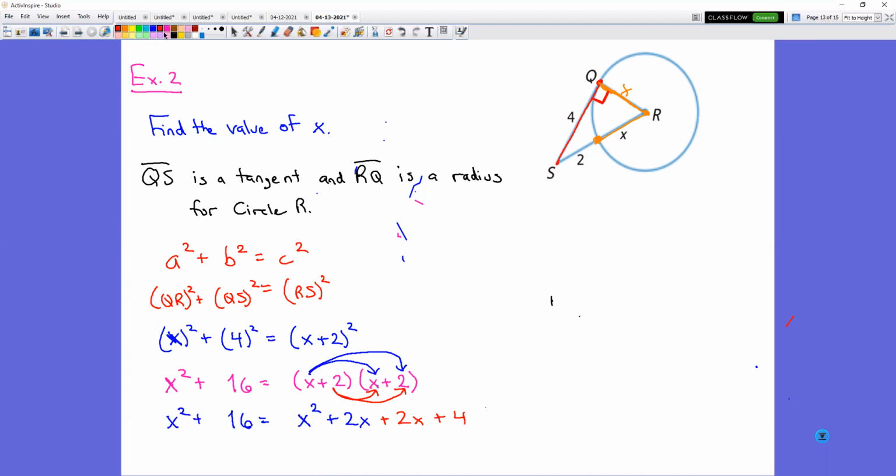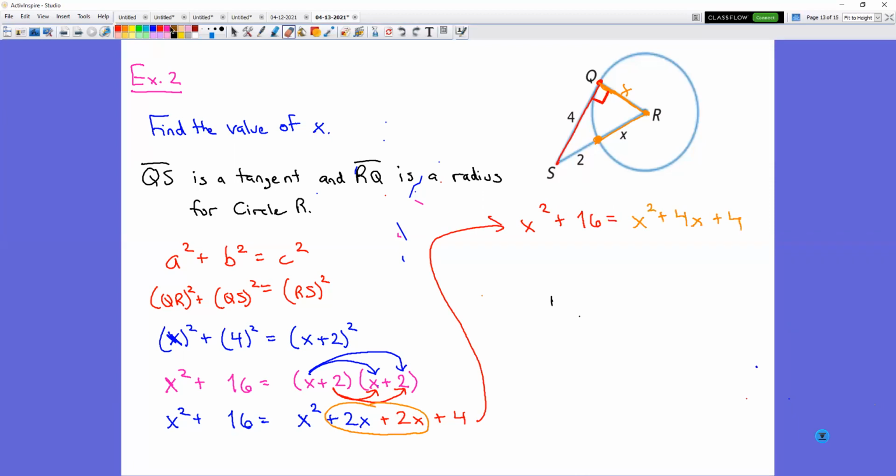So I'm just going to come up here and rewrite this. I have x squared plus 16 equals, and then over here, I'm going to combine like terms. I have a 2x and a 2x that I can combine, and 2x and 2x is 4x. So it's going to be x squared plus 4x plus 4. So now I have an equation that's a little more simplified: x squared plus 16 equals x squared plus 4x plus 4.